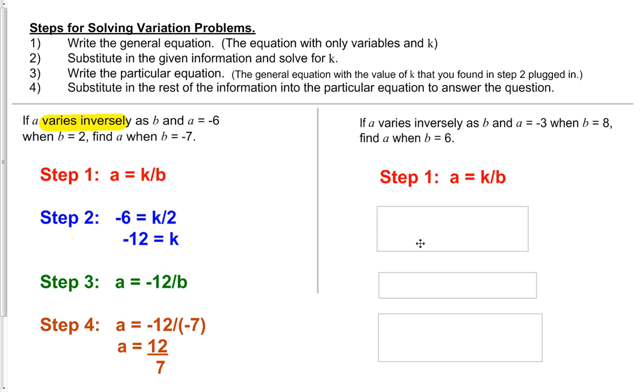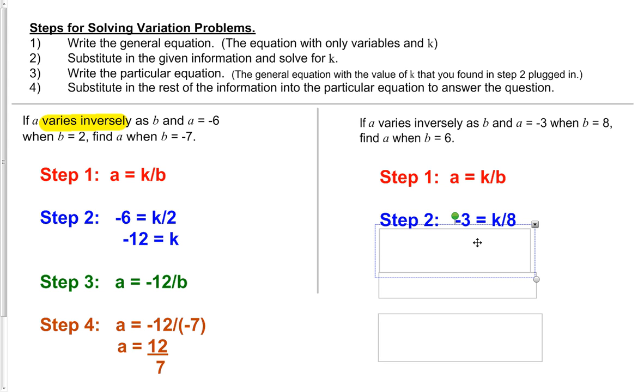Second step is solving for k, so let's see what information they give us. A equals -3 when B equals 8. Well, we can use that. Plug in -3 for A, 8 for B. Multiply both sides by 8, and we have k equal to -24. Use that -24 and plug it into that step 1 equation, and we have A equals -24 over B.